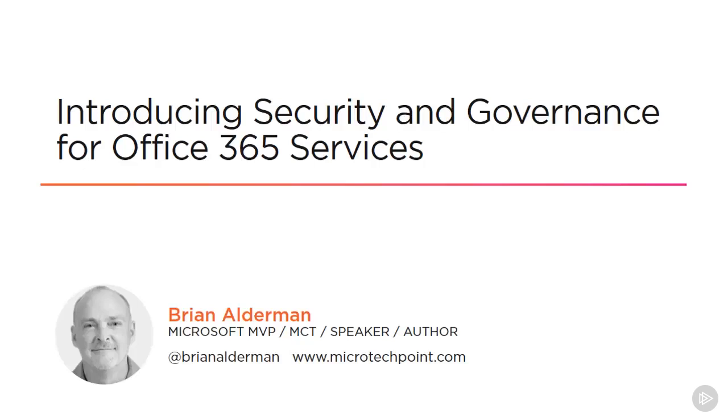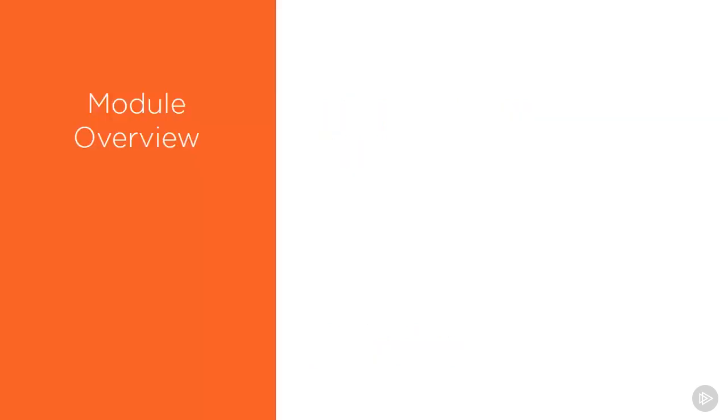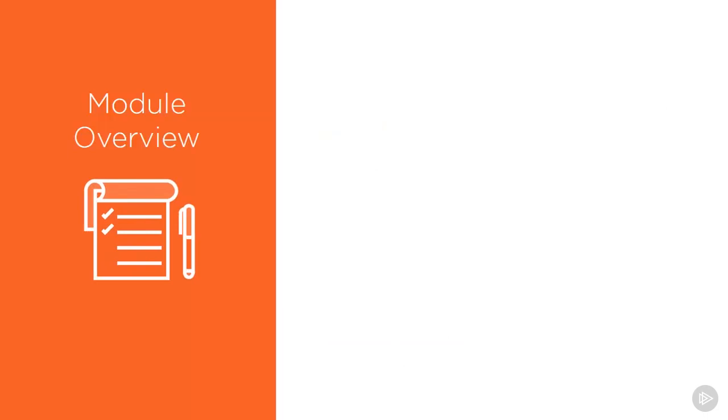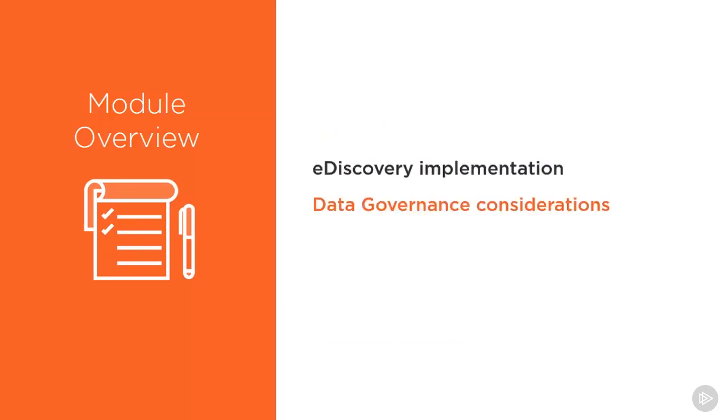Securing and protecting your data that's stored in Office 365 or any cloud-based environment is a topic that's not taken lightly. So what I want to do here is introduce security and governance for Office 365 services. In this particular module, I'm going to focus on three key areas: the eDiscovery implementation, data governance considerations, and the secure store configuration. Now, there's often some confusion between the secure store configuration and the secure score option. So I'm going to make sure that you're comfortable with the difference between the two of those.